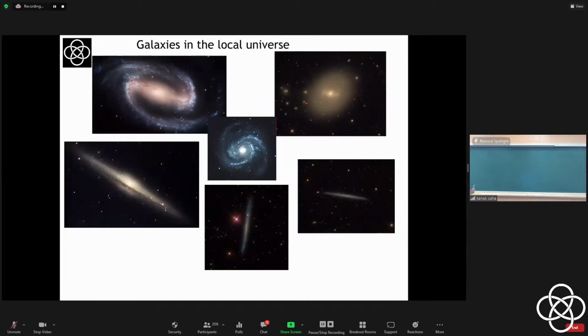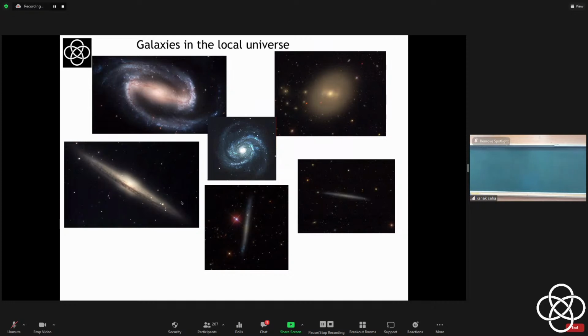If you look at the morphology, various kinds of galaxies are there in the local universe, and in the local universe now we can see many things very clearly. If you look deeply here, this is an image of a bar galaxy. These faint structures here are basically the dust layer, which is a characteristic. If you look clearly, you can see many star forming regions. Then here there's a bar.